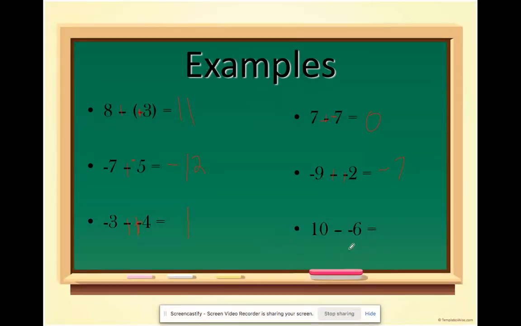What do you think this answer is? He says 4. Who agrees with 4? I'm glad most of you disagree, because that would be wrong. Here's the deal. Instead of subtracting, you need to add. What's the opposite of negative 6? Add 6, positive 6. Oh, that's not a negative. What's 10 plus 6? 16. Carter and Skylar agreed with me. I know, they did the same thing.